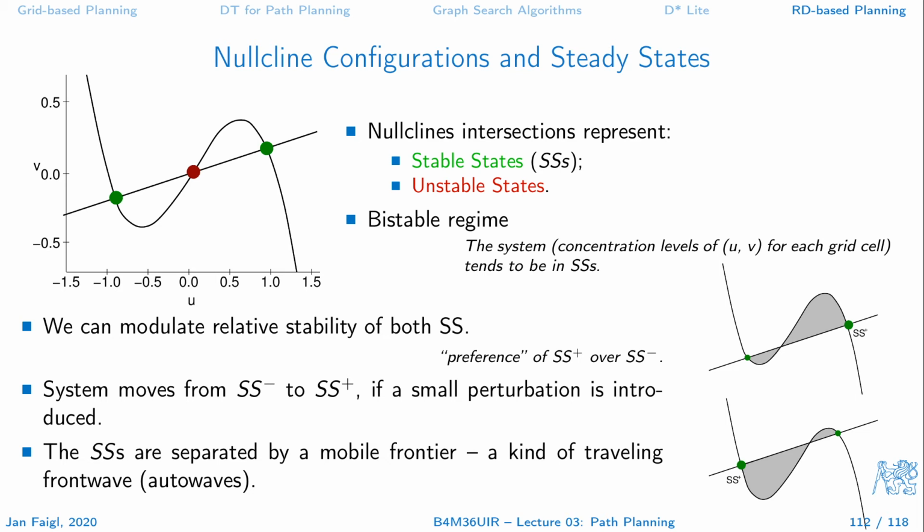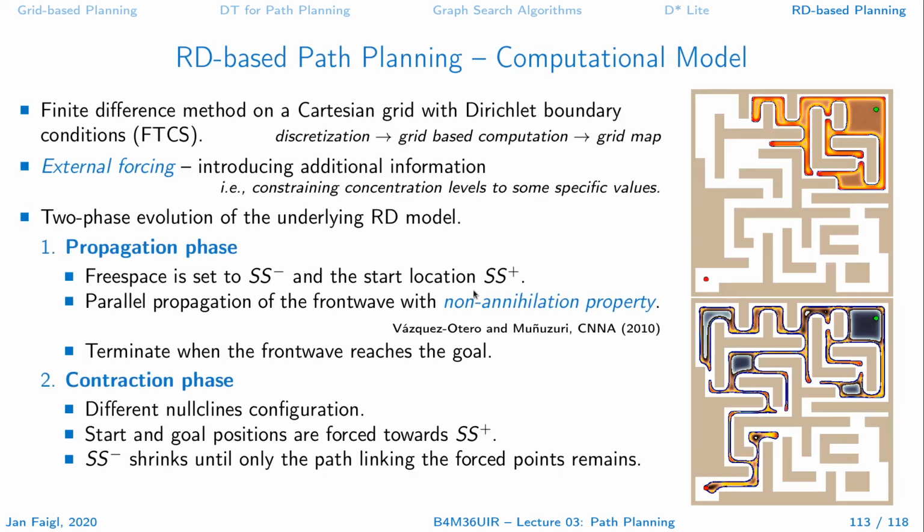Maybe now you will get a little bit more of the idea of how this is used. Take a look at these cartoons. The reaction diffusion based path planning is basically a computational model where we use the finite difference method on a Cartesian grid with Dirichlet boundary conditions for the description of the dynamics of this reaction diffusion model. We have this external forcing, which is the interaction of additional information. In our setup, we constrain the concentration level to some specific values.